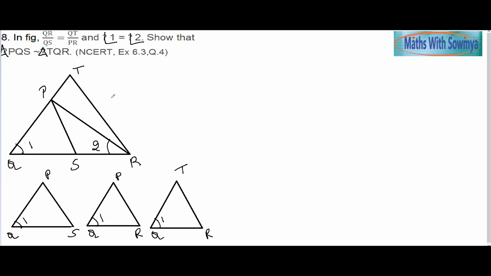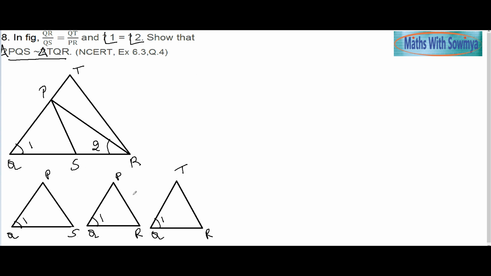Okay, now we have taken one more NCERT sum, which is from NCERT exercise 6.3, question 4. You can see I have already drawn the picture, because this first picture is given. In this, they have already given QR by QS is equal to QT by PR, and angle 1 and angle 2 are equal. You have to show that triangle PQS and triangle TQR are similar.